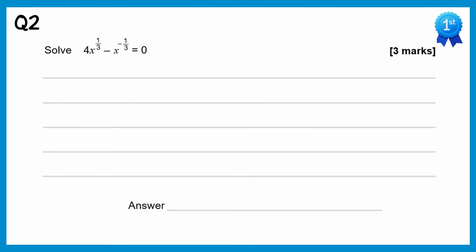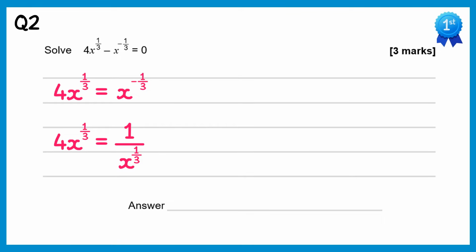For this question, I would add x to the power negative 1/3 to both sides first. So on the left hand side, we'll just have 4x to the power 1/3, and on the right hand side, x to the power negative 1/3. Now we leave the left hand side as it is, 4x to the third, but the right hand side has a negative index, so we could rewrite this with the reciprocal, which is 1 over x to the power 1/3.